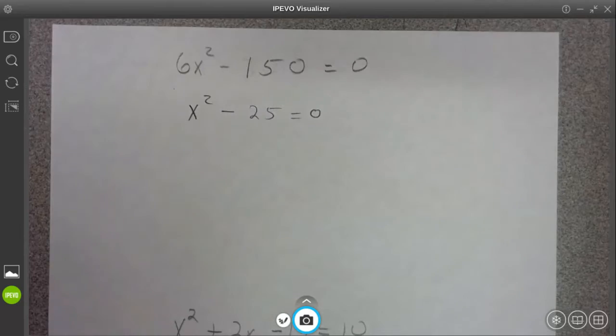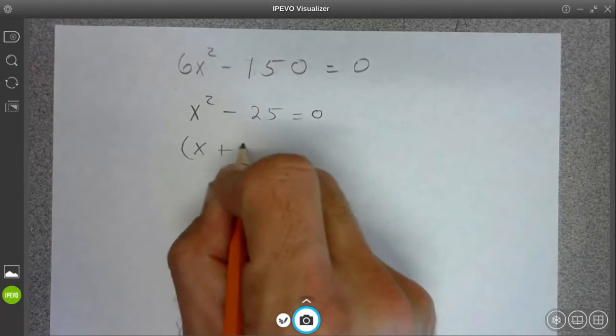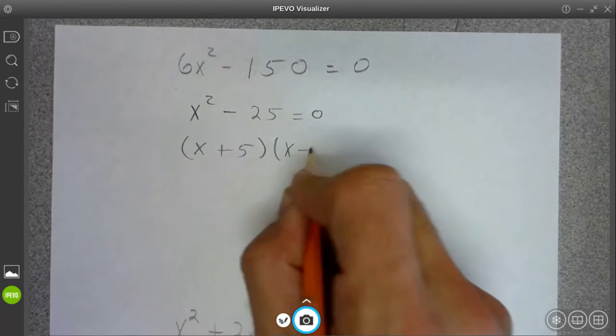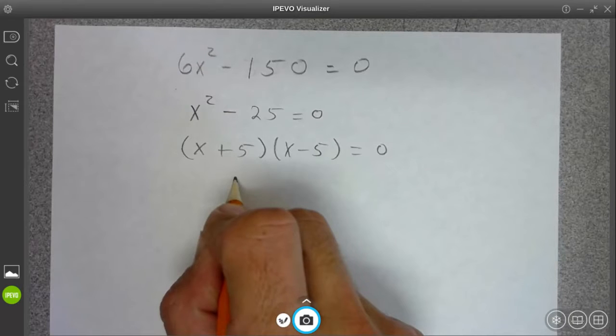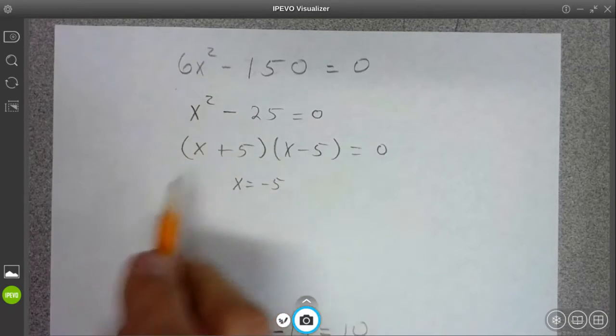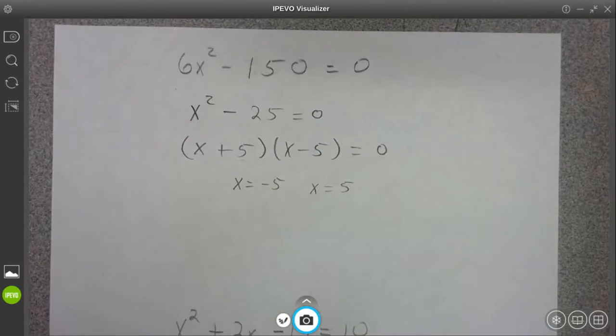Now, you might already know what the answers are. I'm going to go ahead and factor it. Difference of squares. You get x plus 5, x minus 5. So your two answers are x equals negative 5 for this one, and x equals positive 5 for that one.